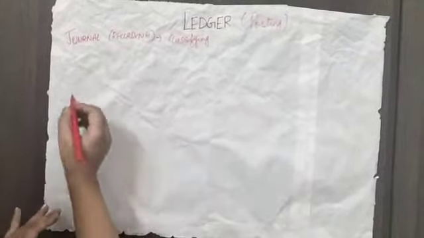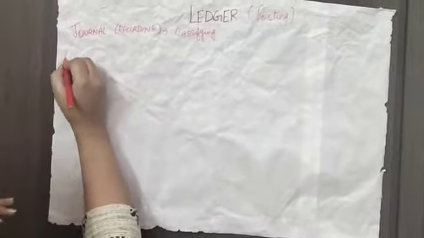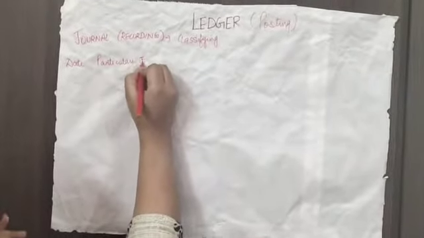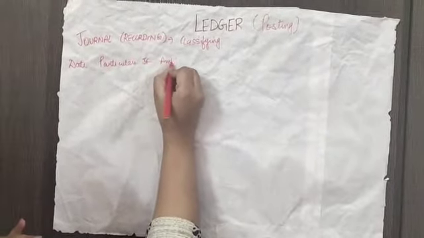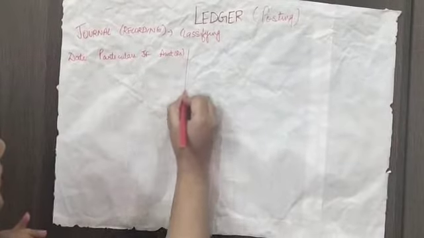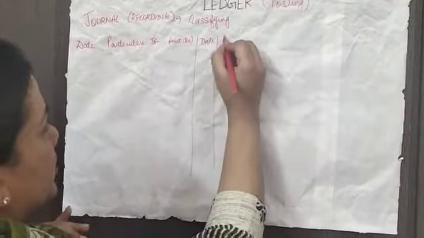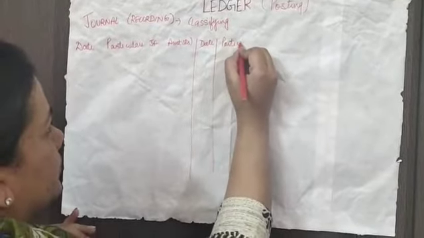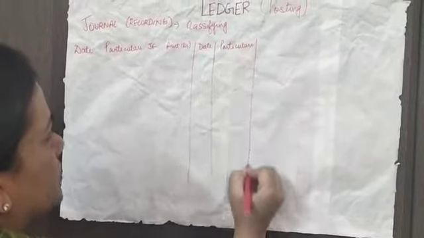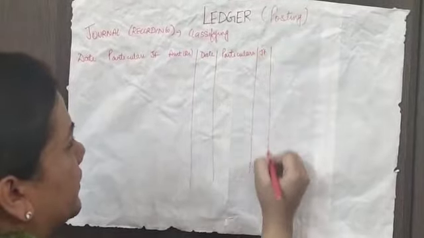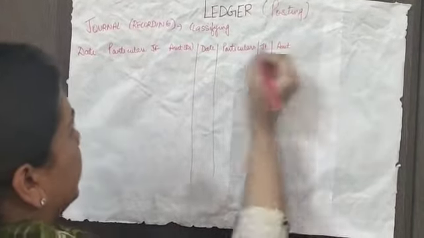Now I'll tell you the format of a ledger. Ledger has two sides, left hand side and right hand side. Left hand side has date, particulars, JF and amount in rupees. Similarly, right hand side has date, particulars, JF and amount. I'll explain it to you.